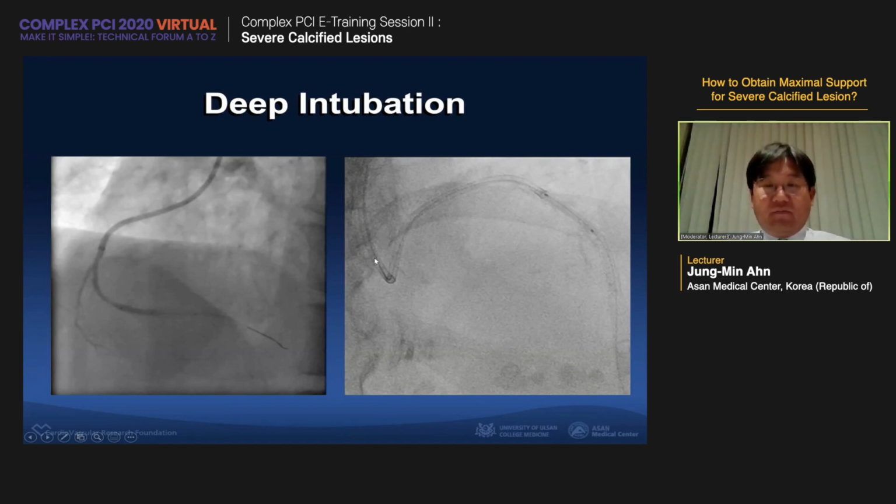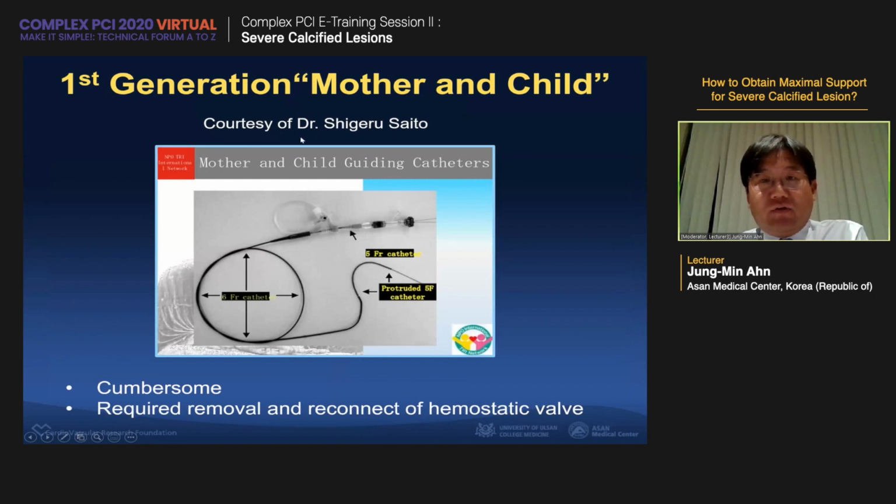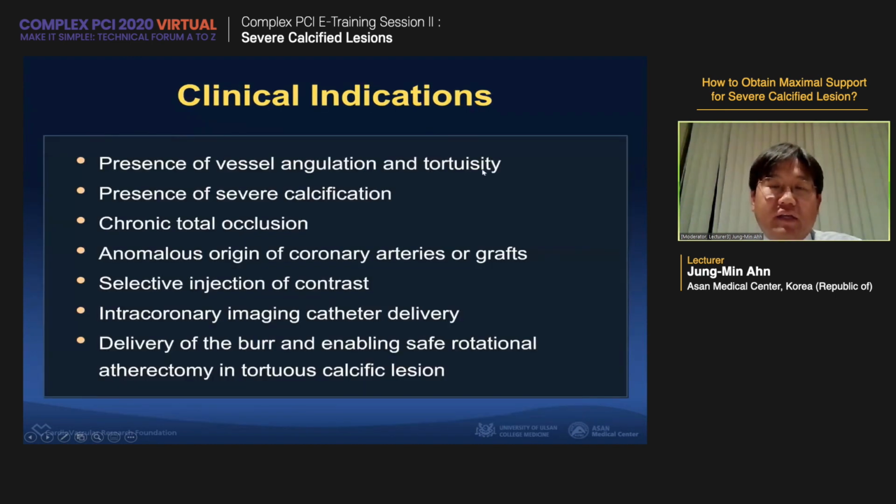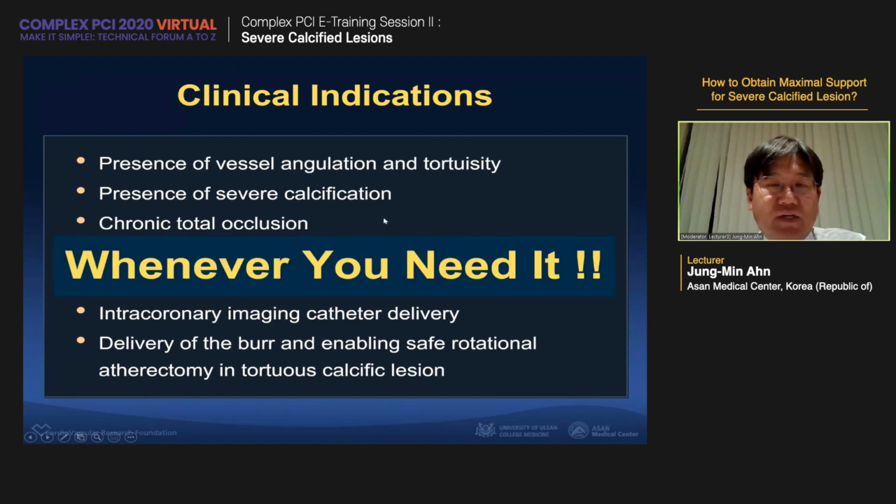However, the guiding catheter may damage the coronary artery system. So the mother and child catheter was developed. We have second generation mother and child catheter systems, GuideLiner and GuideZilla. There's no big difference between the two, but the GuideLiner is more flexible, and GuideZilla is more pushable. The clinical indication list is very long, but whenever you need, you can use it.